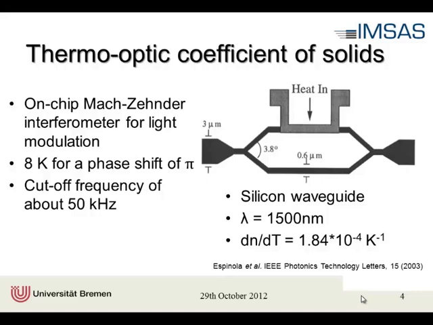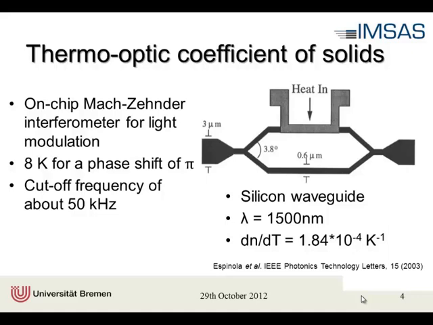In this publication, a temperature change of 8 Kelvin is necessary to obtain a phase shift of pi in this upper arm, which means a full on-off modulation of the light. Given this arrangement, this group could reach a cutoff frequency of light modulation of 50 kilohertz at the wavelength of 1.5 micrometers. The temperature dependency of the refractive index of silicon is 1.84 times 10 to the minus 4 per Kelvin.